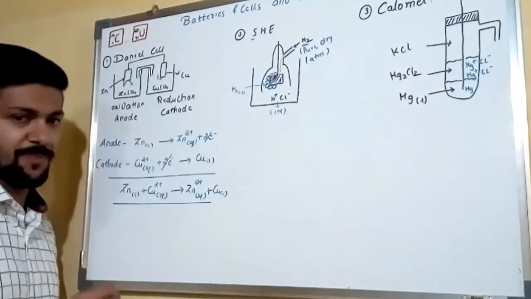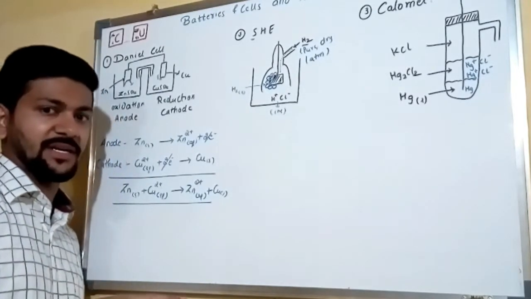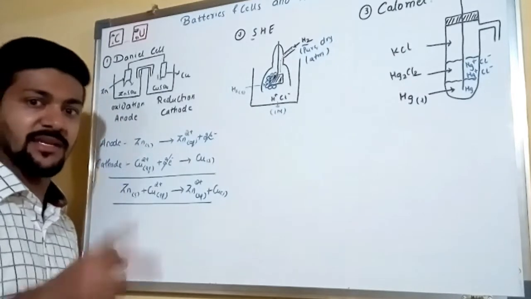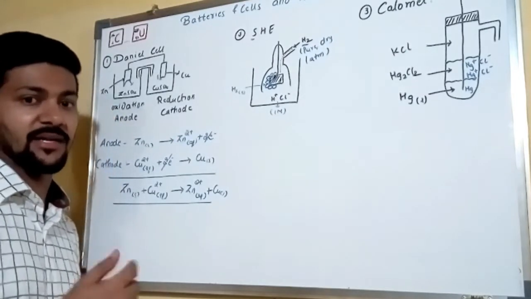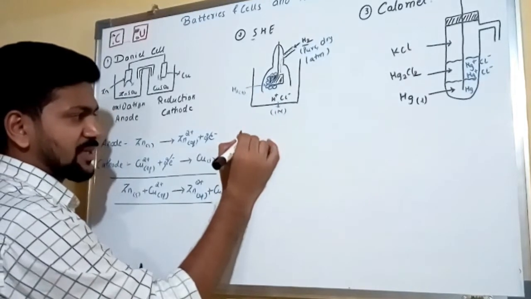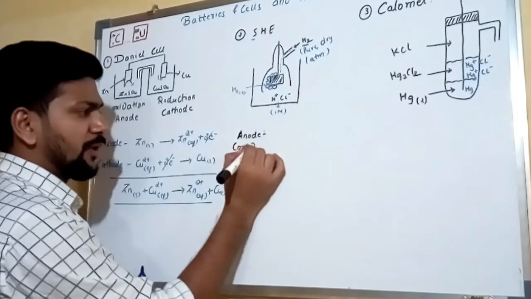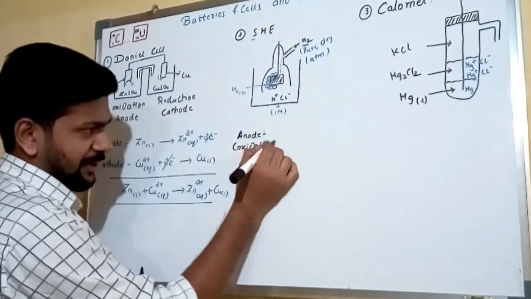Now what will be the reaction? Since we know the hydrogen electrode can do oxidation as well as reduction, it can act as an anode as well as a cathode. So what will be the anodic reaction? Let us start with the anodic reaction first. Anode. We all know anode simply means oxidation. So who will be doing oxidation? Obviously hydrogen will be doing oxidation.